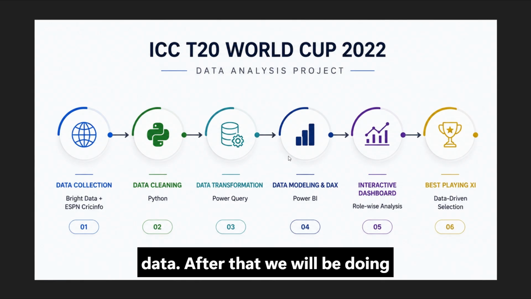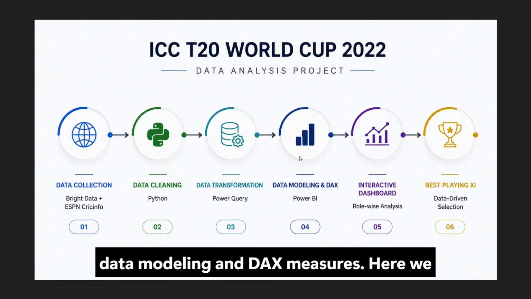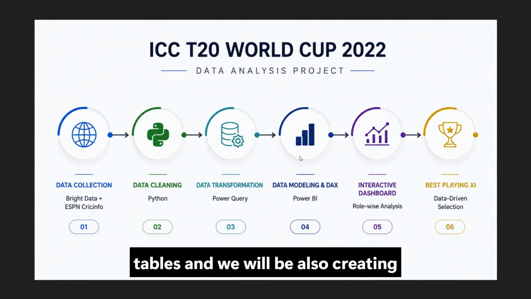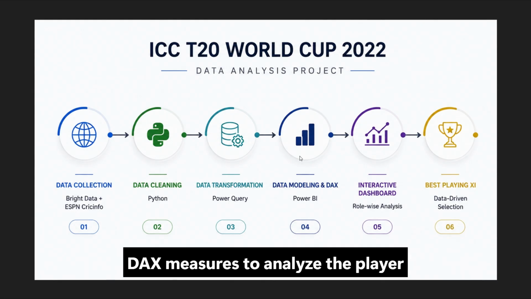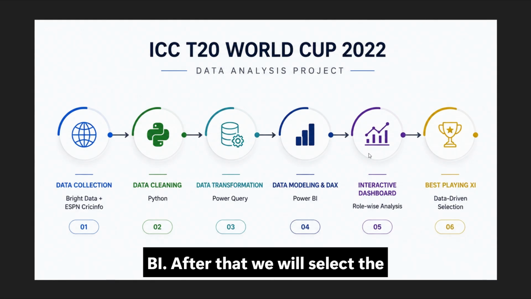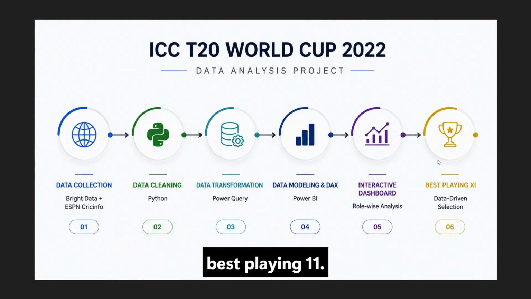After that, we will be doing data modeling and DAX measures. Here we will be building relationships between tables, and we will also be creating DAX measures to analyze the player performance. After that, we will build the final interactive dashboard in Power BI. After that, we will select the best playing 11.